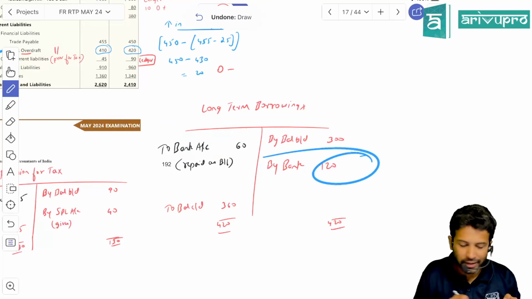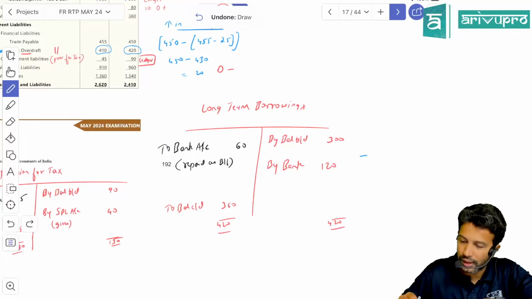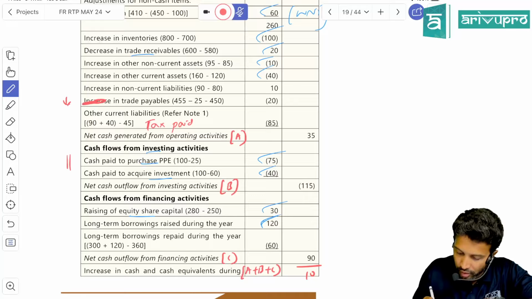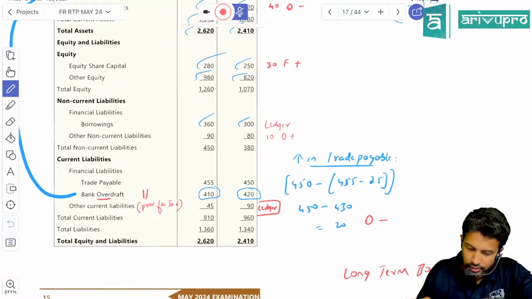So loan taken 120 is a financing activity plus, loan repaid is a financing activity minus. So 120 plus, 60 minus. Loan taken 120 already ticked off, 60 minus we got it here. Okay, sir. Yes, sir. This is over.